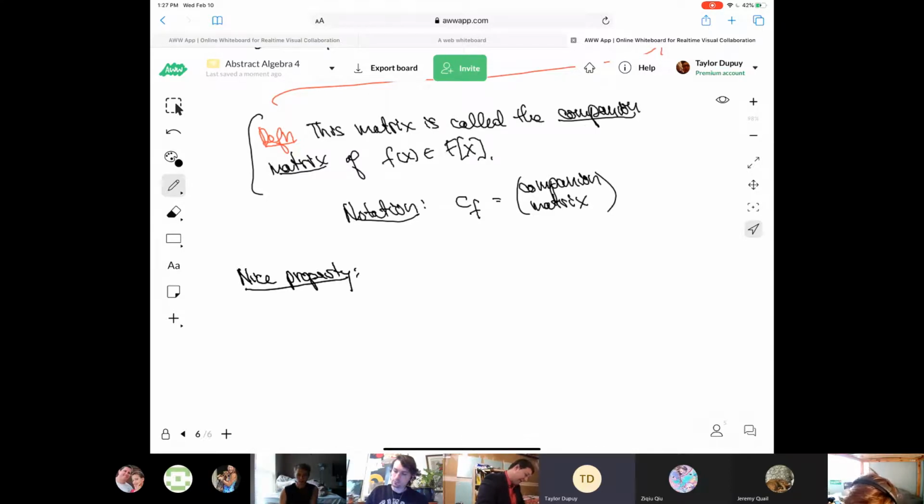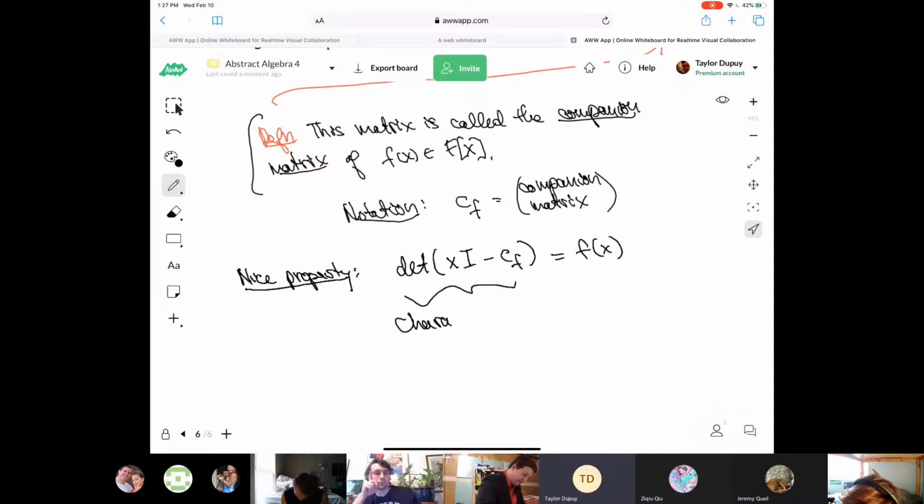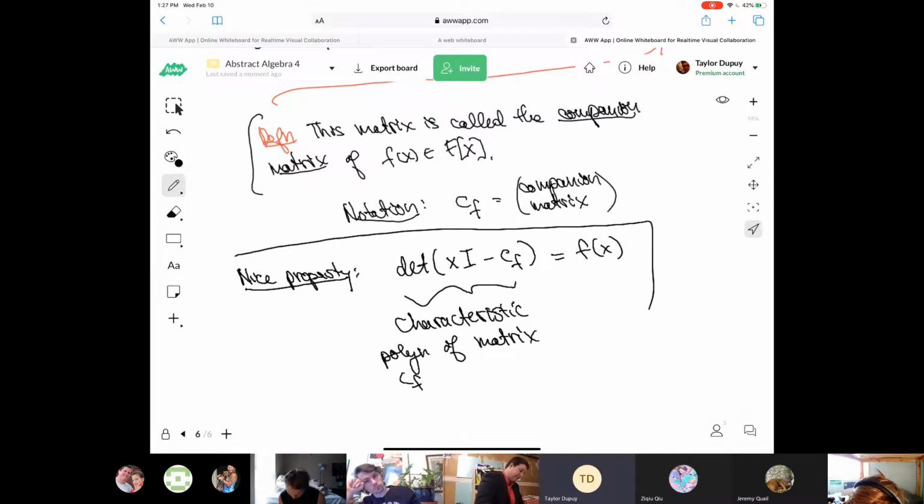One of the nice properties is that the characteristic polynomial, if I do xI minus C of f, so this is f of x, right? So this is the characteristic polynomial of the matrix C of f. So this is a nice theorem that you can check. Maybe we'll put this one as an exercise.